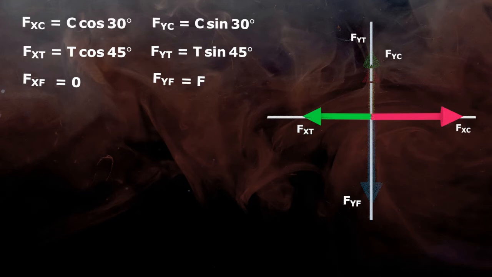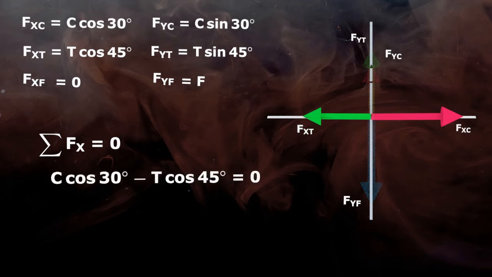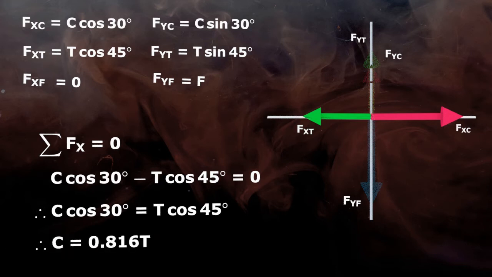Now according to equilibrium equations, the summation of all horizontal components should be equal to 0. So C cos 30 minus T cos 45 is equal to 0. Here Fxc and Fxt are collinear forces but are in opposite direction to each other, so they will be subtracted. By putting values of cos 45 and cos 30, we get C is equal to 0.816 T.